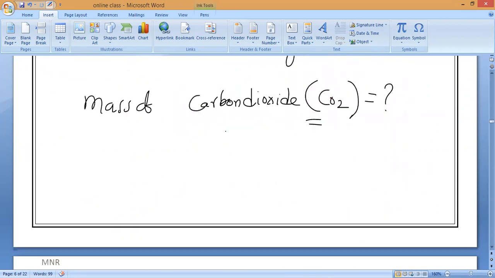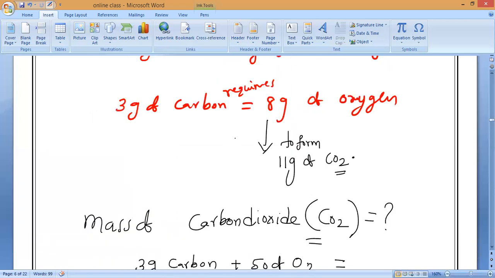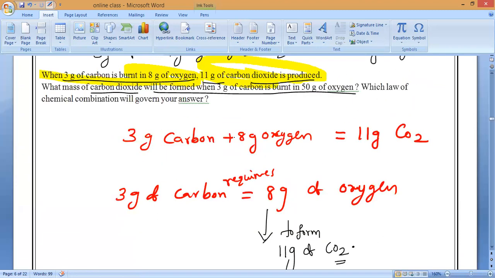So let me see who will say. If I burn 3 grams of carbon, whatever it is doesn't matter, I am giving you 50 grams of oxygen. Are you understanding? Still, I will get how much amount of carbon dioxide? Anybody can answer? Smart, you can answer. 53 grams of carbon dioxide. Wrong answer. Wrong answer.